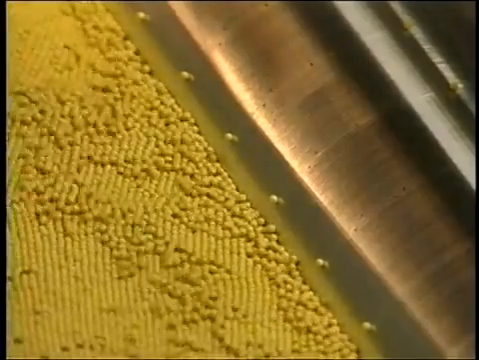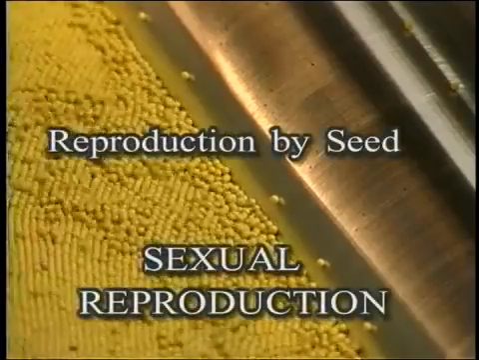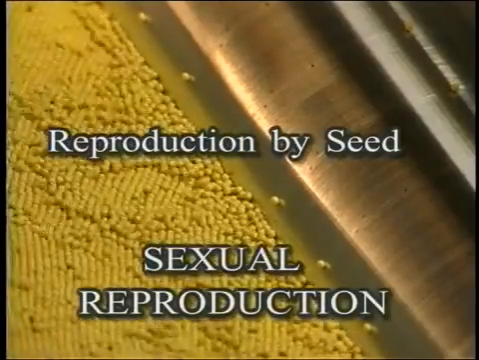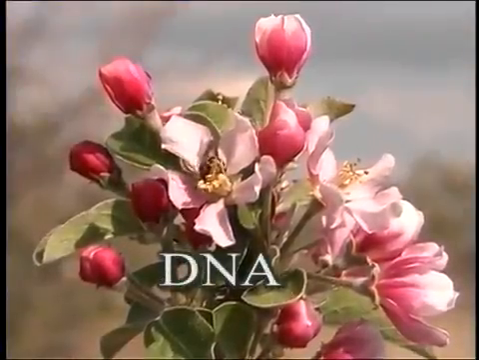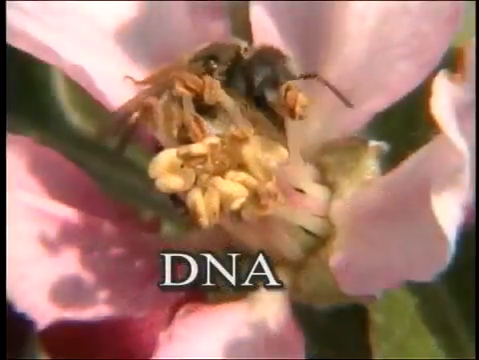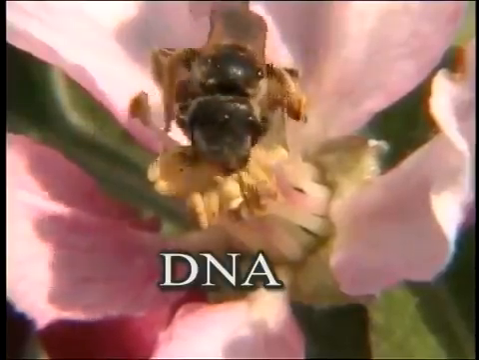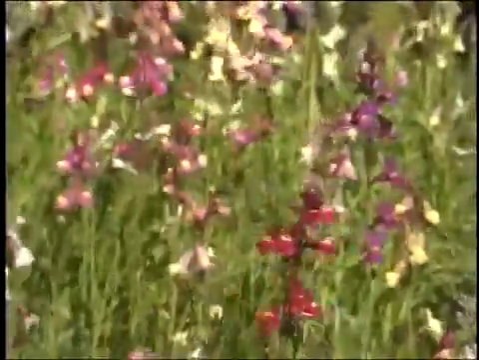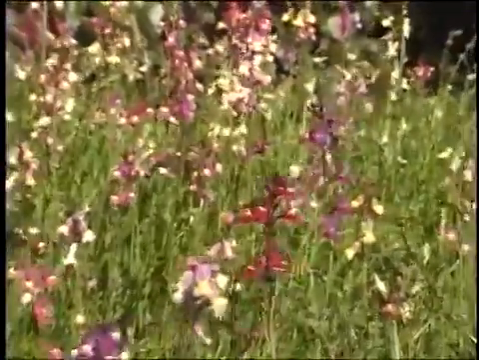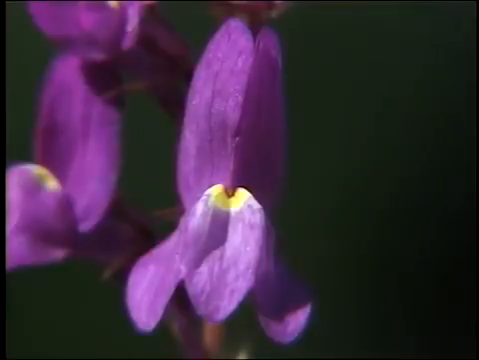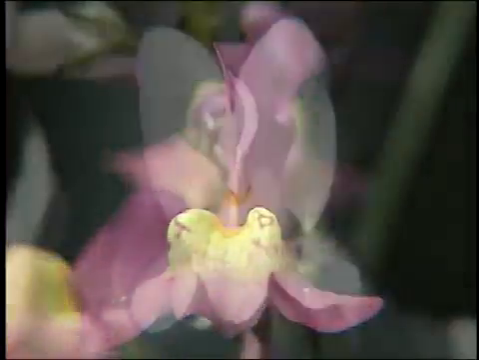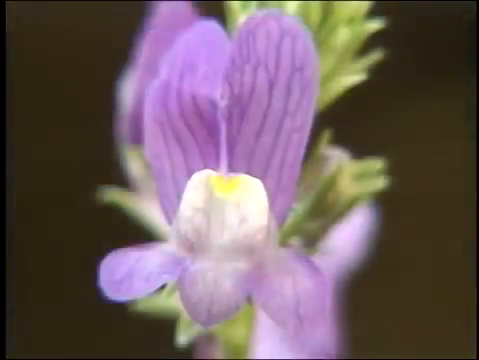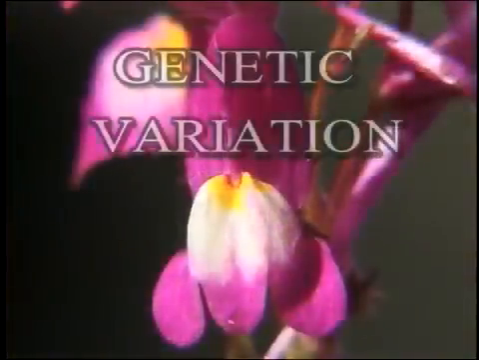In reproduction by seed, also called sexual reproduction, male and female genetic material, or DNA, is combined through the process of pollination and fertilization. This type of reproduction produces variable results, with the new plants showing a mixture of traits from both parents. This seemingly random expression of inherited traits is called genetic variation.